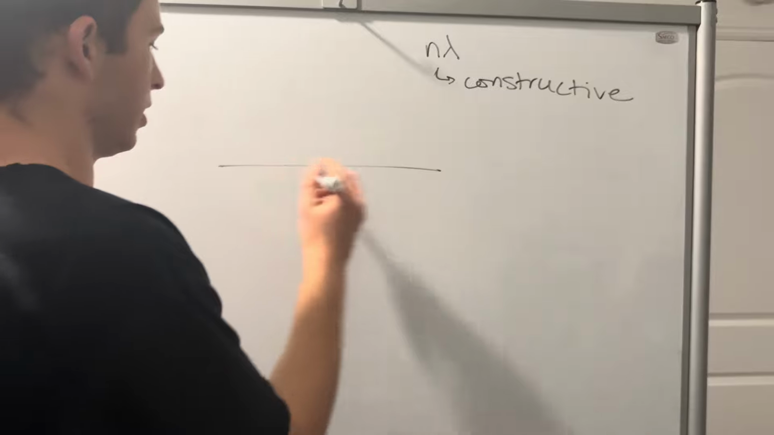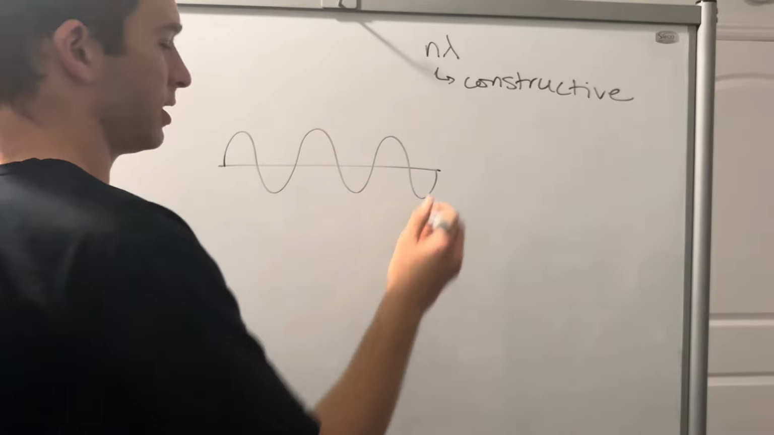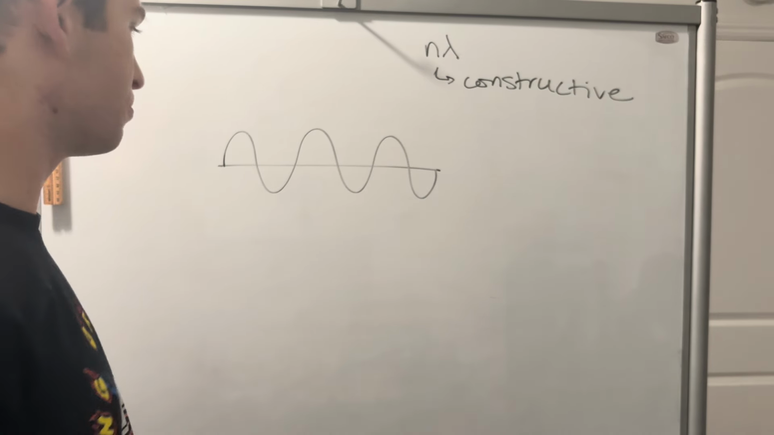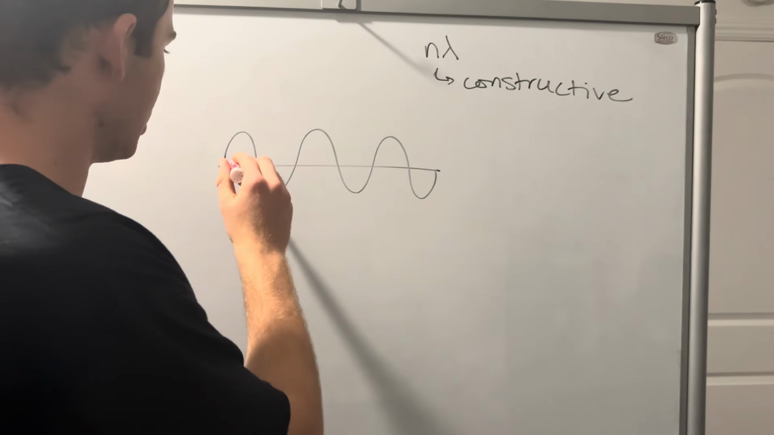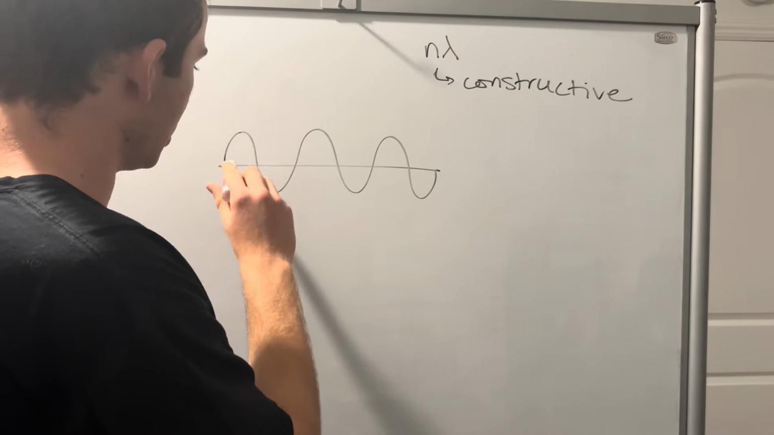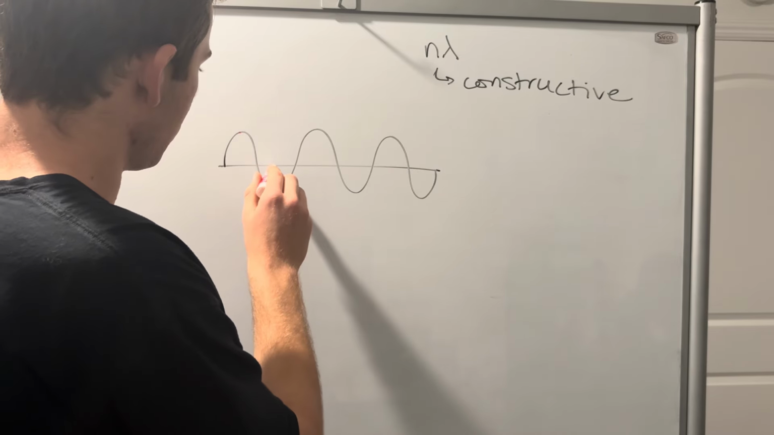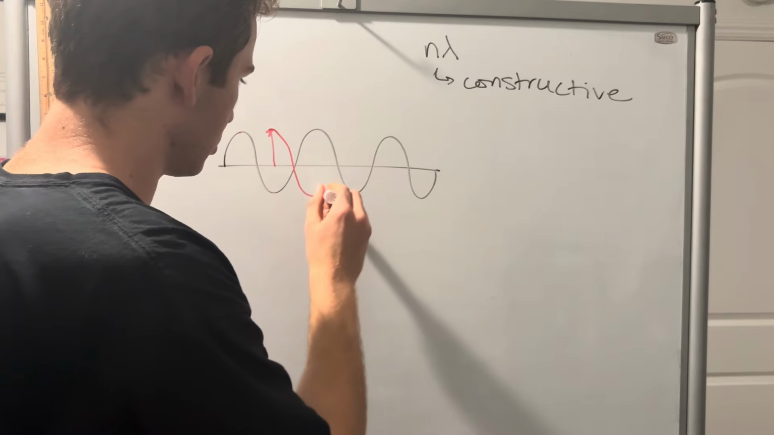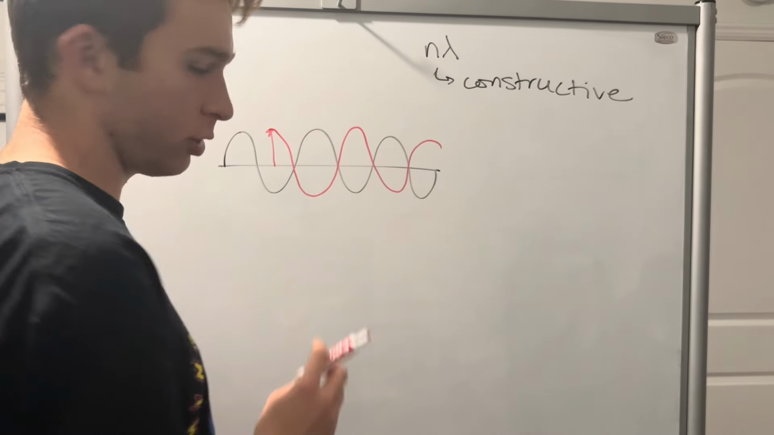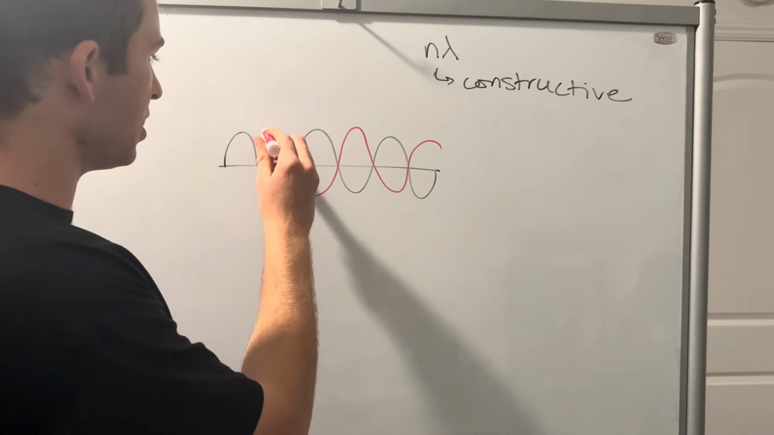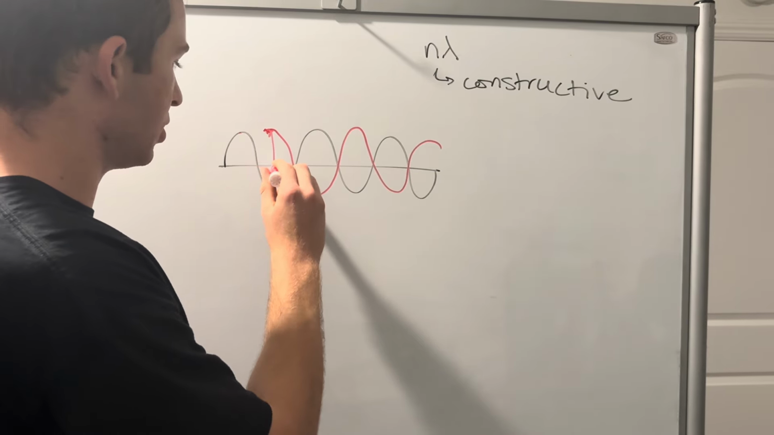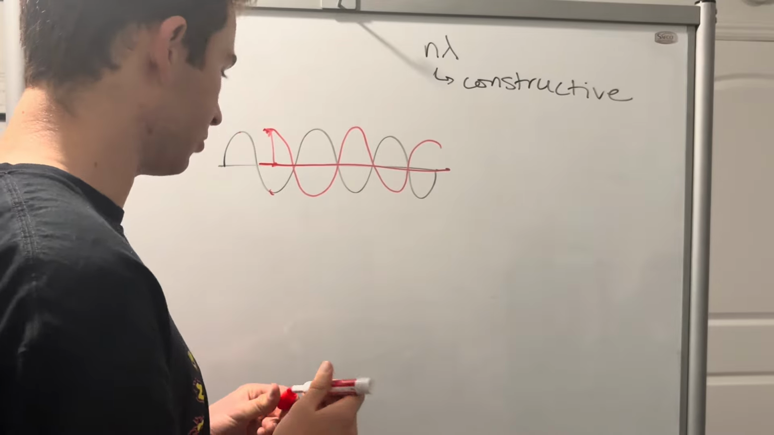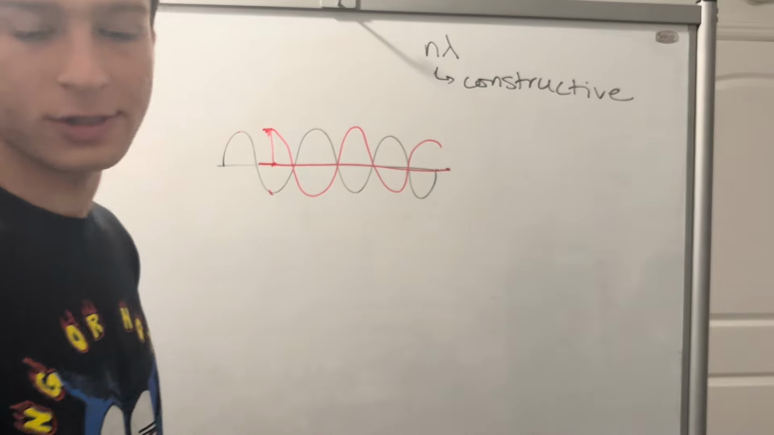If I have this wave again, and I want the waves to destructively interfere, I'm going to do a phase shift by pi radians or 180 degrees. Instead of starting it up here, I'm going to start it, say, right here. And so I'm going to draw a wave like this. Now, at all of these points, the peaks and the troughs are going to cancel out, and so you're just going to get 0 amplitude wave everywhere. You're going to have complete destructive interference.